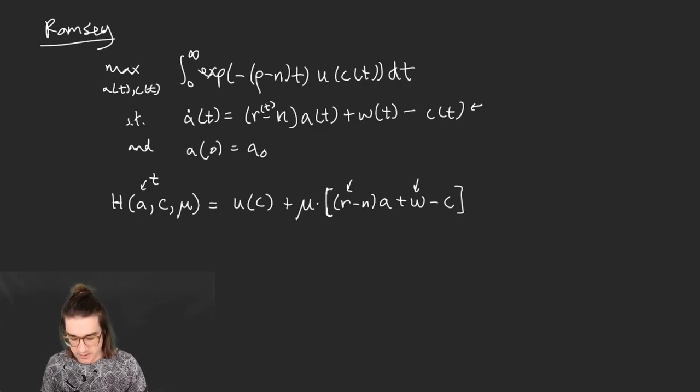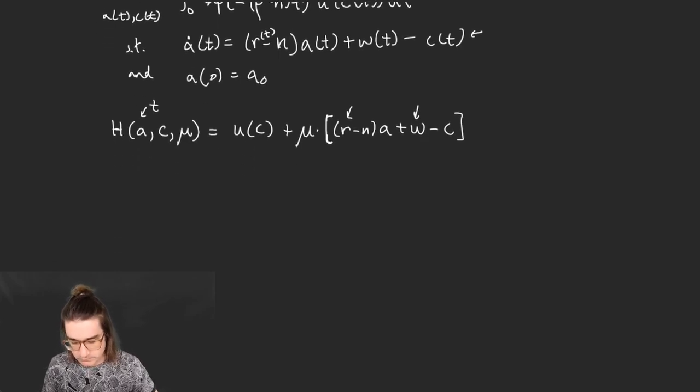So this is fairly general. We're facing a path of interest rates and wages, and we're still making some optimal decision. All right, so that's our Hamiltonian. And so now we can apply these conditions.